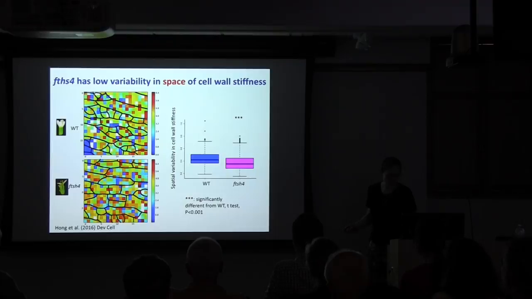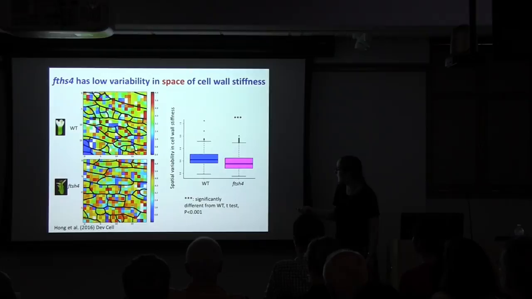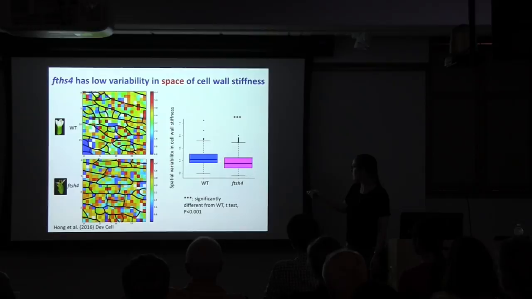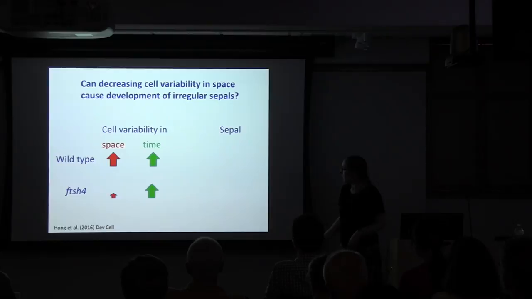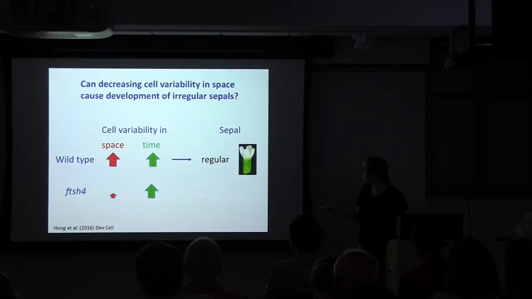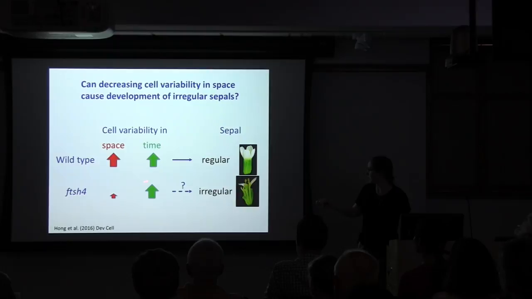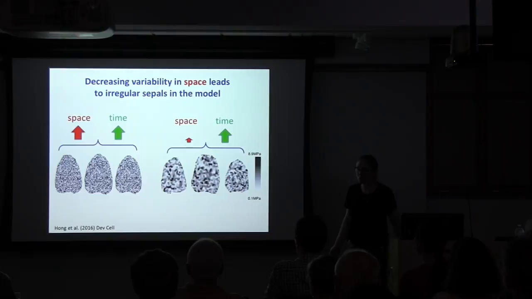Finally, we looked at variability in cell wall mechanics, cell wall stiffness, using atomic force microscopy. And so we're looking at how each spot relates to its neighboring spots in wild type versus mutant. So we've got variability here, and wild type is more spatially variable than the mutant. So again, the mutant has reduced variability. So in wild type, we've got high variability in space, high variability in time, and it produces regular sepals. Whereas in the mutant, we've got low variability in space, about the same variability in time, and this is producing irregular sepals. So we wanted to test this in the model.